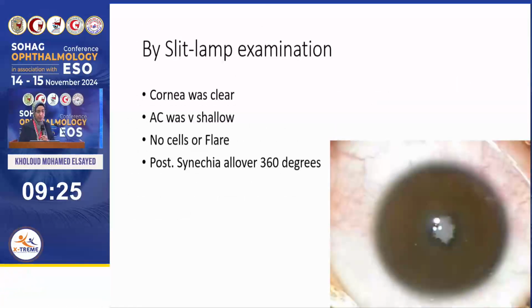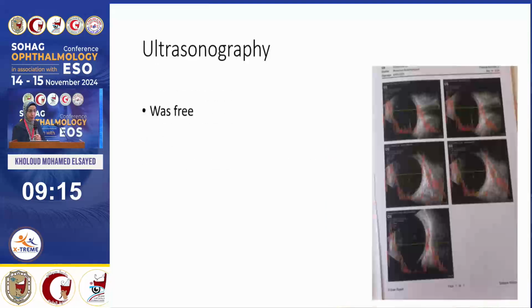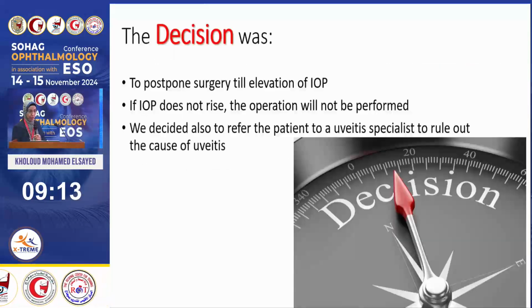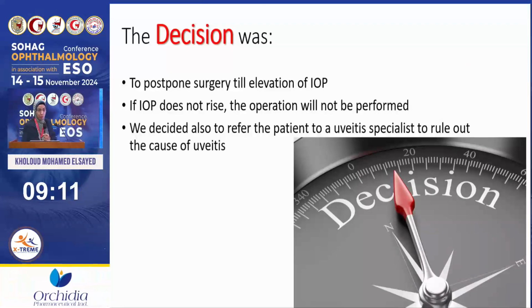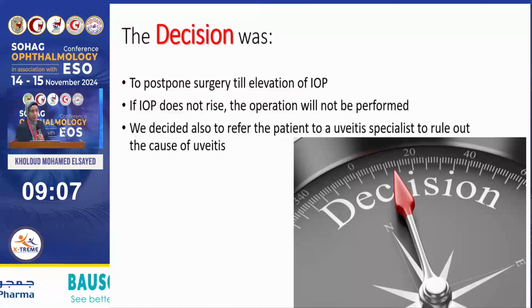By slit-lamp examination, cornea was clear, anterior chamber was very shallow, no cells or flare, posterior synechiae all over 360 degrees. Ultrasound was free. The decision was to postpone the surgery till elevation of intraocular pressure. If intraocular pressure does not rise, the operation will not be performed.